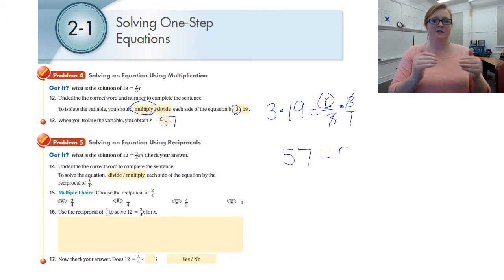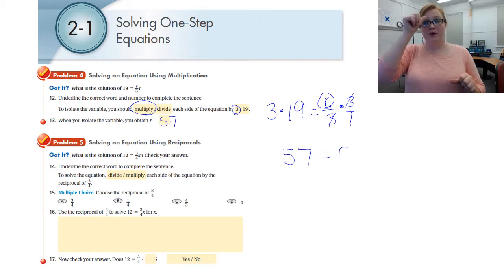Problem number 5, solving an equation using reciprocals. What is the solution of 12 is equal to 3/4 x? Check your answer. Pause the video now and answer questions number 14, 15, 16, and 17. Number 14, underline the correct word to complete the sentence. To solve the equation, you either divide or multiply each side of the equation by the reciprocal 3/4. Remember, dividing by a fraction is the same as multiplying by its reciprocal.